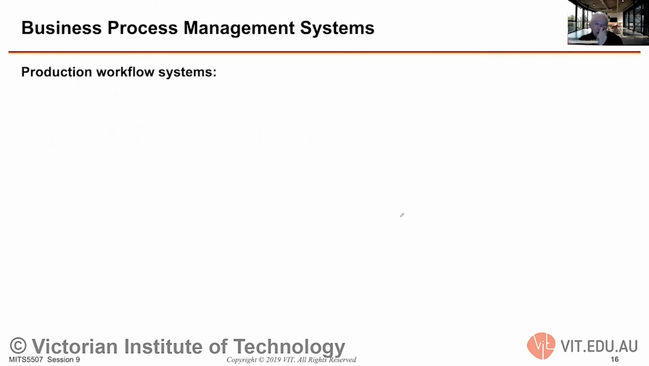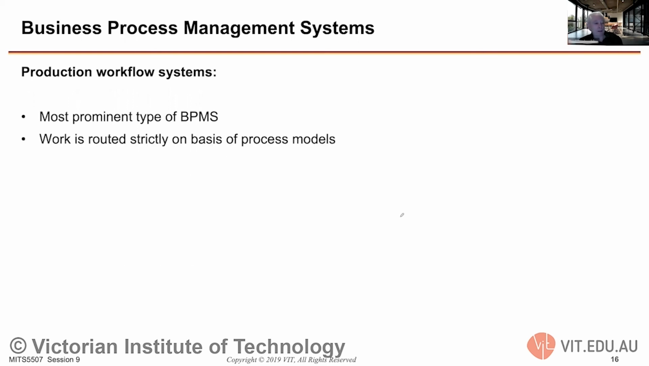Let's look at production workflow systems. These are the most prominent types of business process management systems, and they are process-driven. They're not data-driven, they're process-driven. So the work is routed strictly on the basis of a process model. You have a process model, much like a BPMN diagram or an EPC diagram, and as work is performed in an activity, it's strictly routed to the next activity based on that underlying process model. So it's not an ad hoc type system, it's strictly routed.